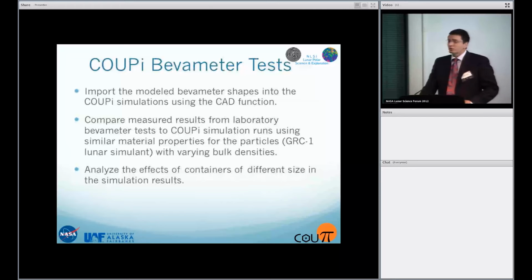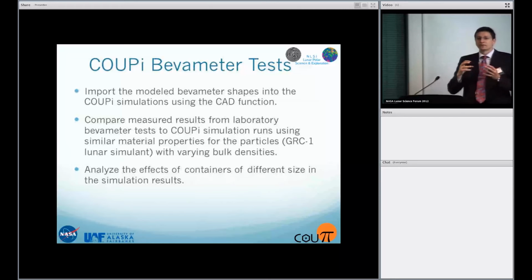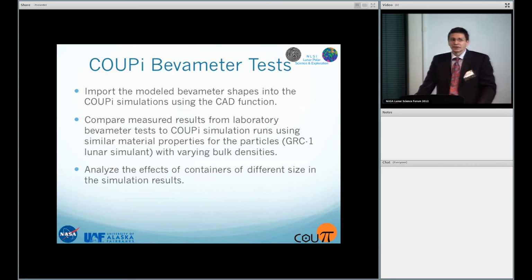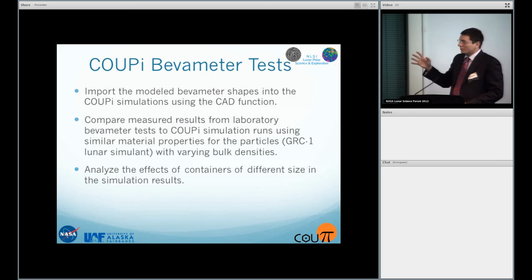So the goal is to find the physical parameters that correspond to a particular soil or regolith, then compare and validate the model with the experiment, and be able to do testing for conditions that we can't actually make an experiment for.